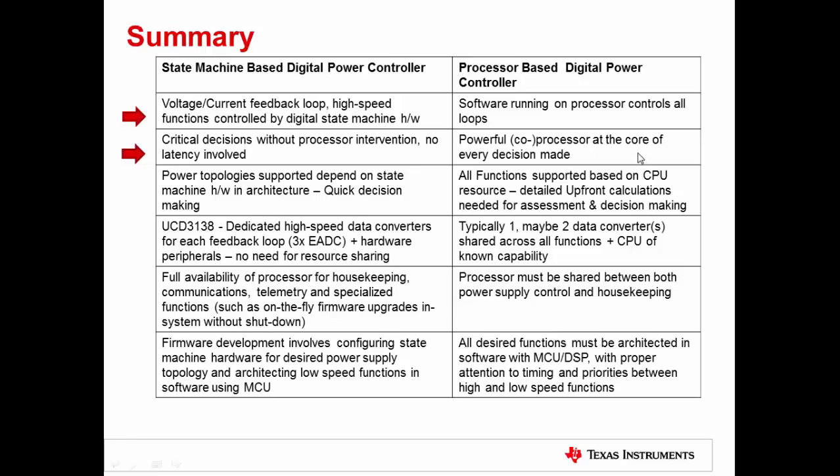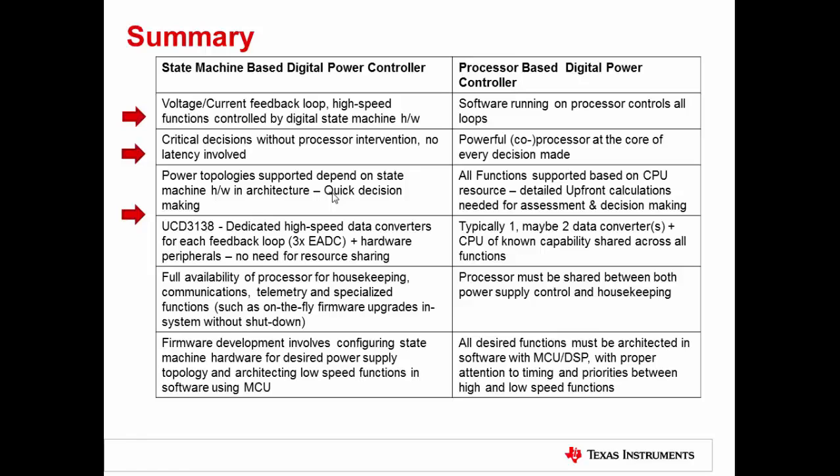In a processor-based solution, the availability of a powerful processor or even a coprocessor at times is at the core of every decision that's being made. In a state machine-based device, the support for different power supply topologies quite simply depends on the hardware architected inside the device. This allows for a quick decision-making process for the power supply designer who's trying to identify a controller for his project.